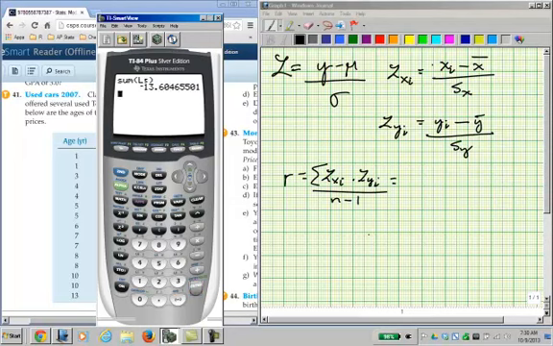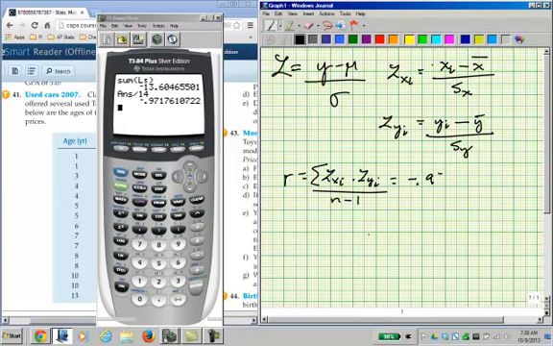And now we're going to divide by n minus 1. So how many numbers are there? 1, 2, 3, 4, 5, 6, 7, 8, 9, 10, 11, 12, 13, 14, 15. So we're going to divide by 14. And that is R. So it's approximately equal to negative 0.9718, I guess we could call it.